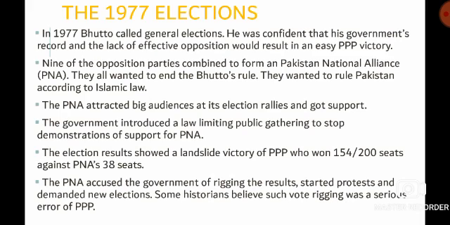Some historians and political experts believe that such vote rigging was a serious error at that time, because the Pakistan People's Party was likely to have won the election without it, and it was totally unnecessary.